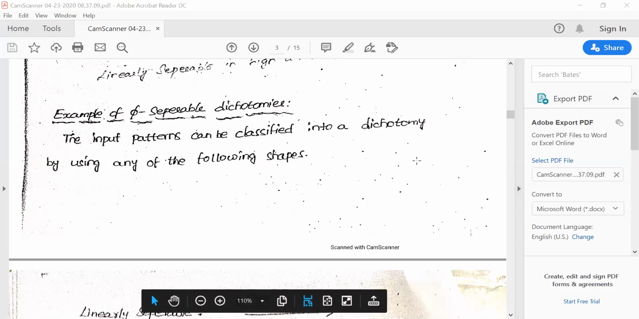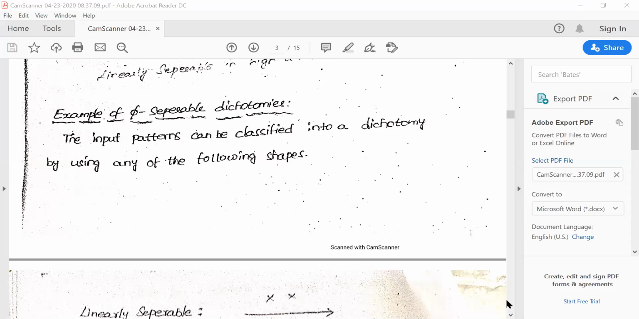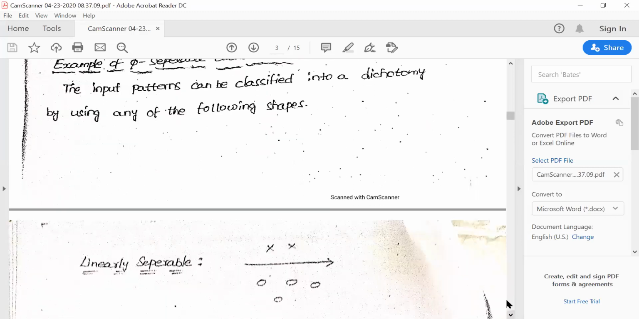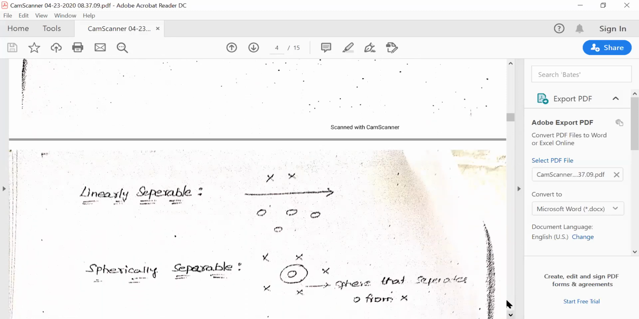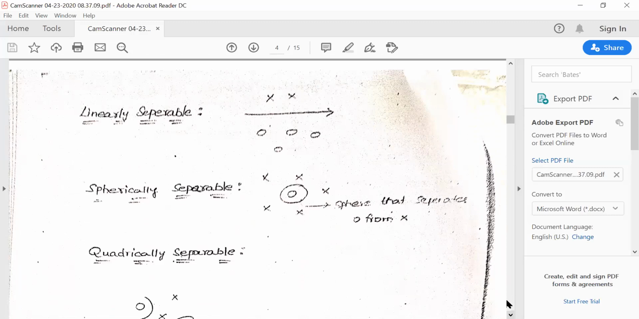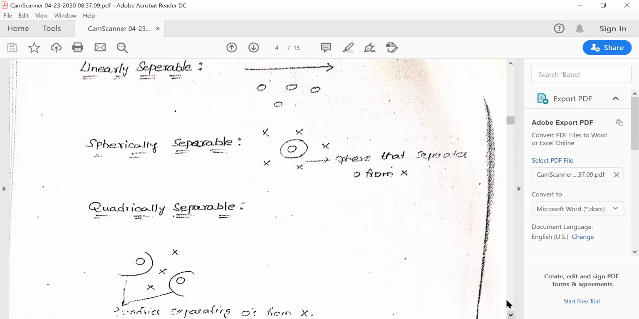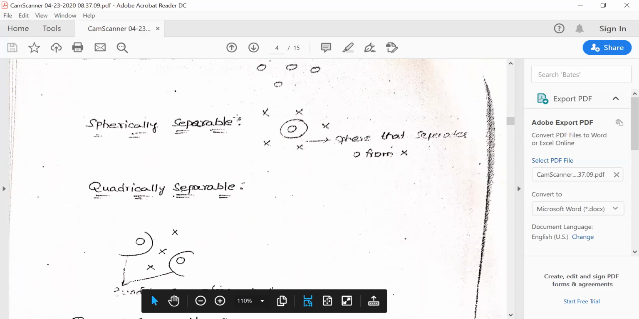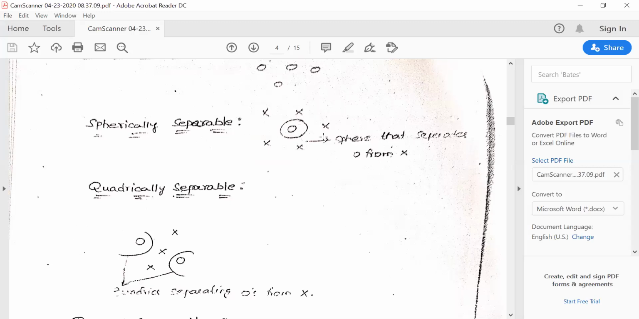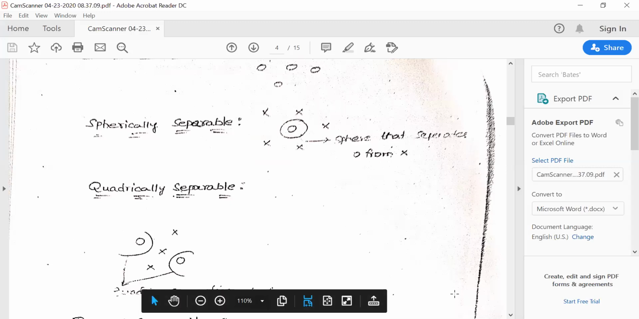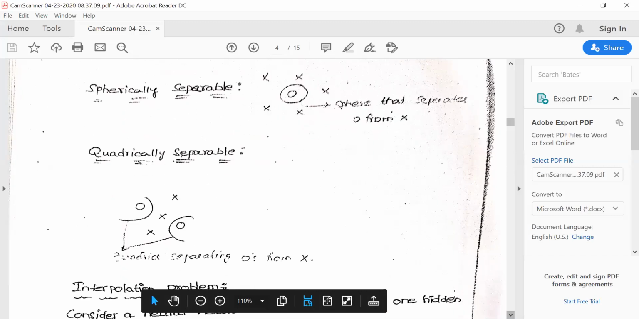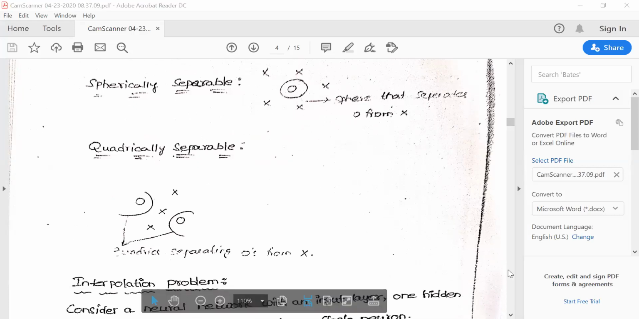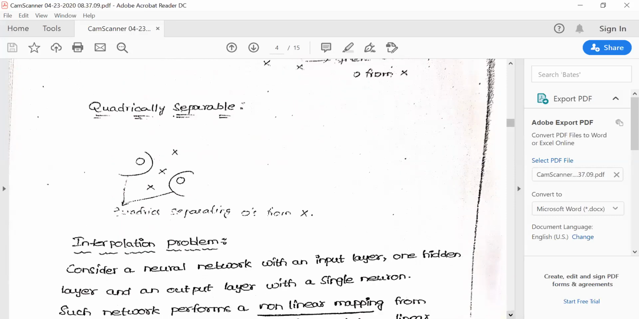Okay. And then the types of dichotomies: we are not always going to draw a straight line for every problem. It is possible that several other shapes can be used for separating or classifying the input patterns. The other possibilities of separations are spherically separable, you can do it like this, and quadrically separable, you can do it like this. These are possibilities, but there is no way of directly doing it. You need to convert the input space into feature space, and then only you can do these separabilities.